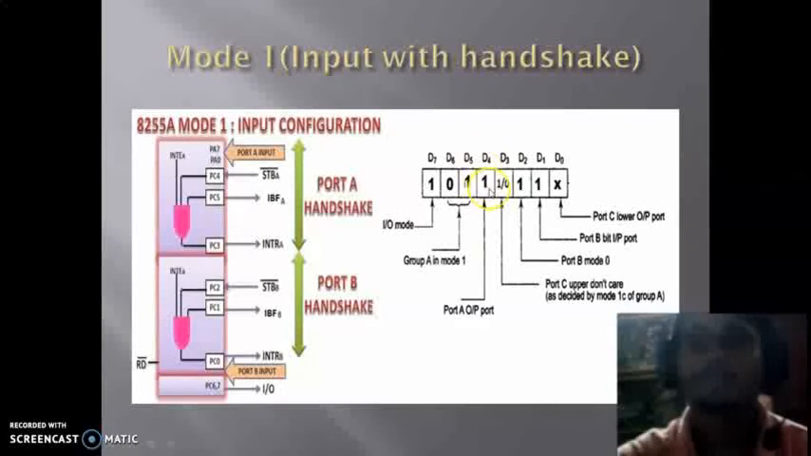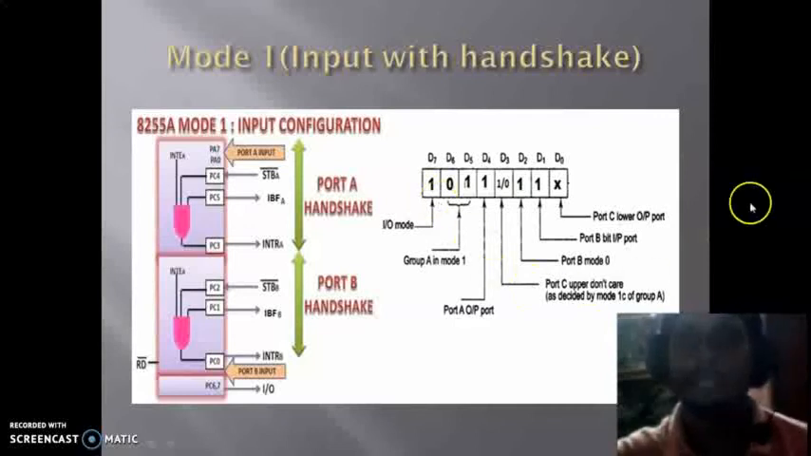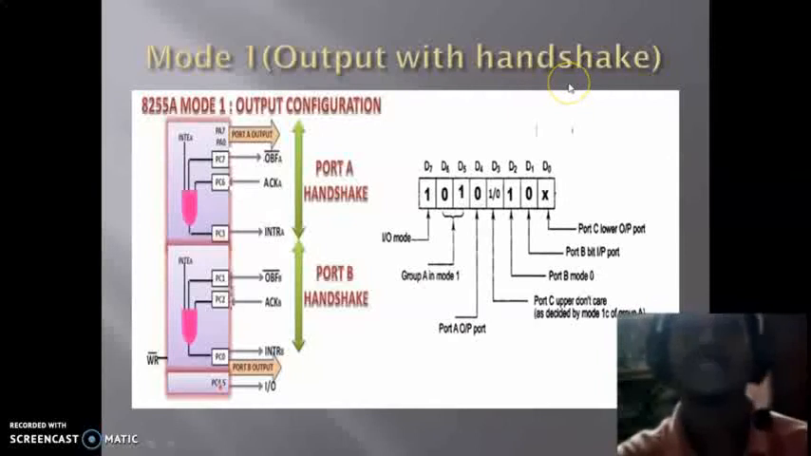And D4 is used for port A, which can be used as input as well as output. Here port A is used as input, so we have to write 1 here. The mode of port A will be mode 1, so D6 and D5 will be 0 1 for the mode selection of port A. Now here 1 is used for D7 because this is the input output mode, so we have to write 1 here. So that is mode 1, the input with handshake. Next is mode 1 output with handshake.